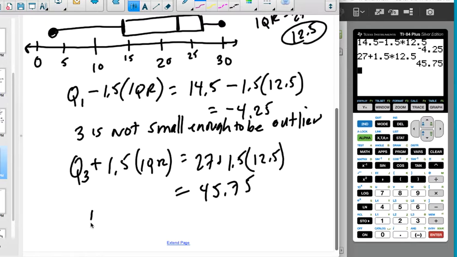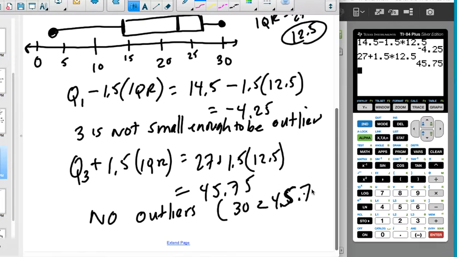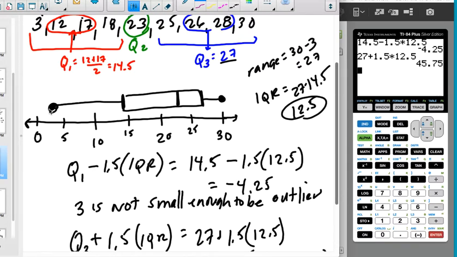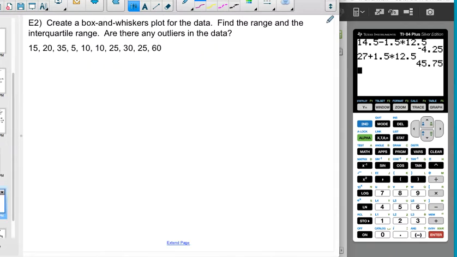So there's definitely no outliers in that direction, right? Because 30 is smaller than that, and 30 is the biggest value. So 30 is smaller than 45.75. So there's no outliers in either direction. But again, 3 is getting kind of close because that whisker's pretty long. So if we were to look at a box and whiskers, like I said, of the data with my age relative to all of your ages in class, you'd find that there's definitely an outlier.